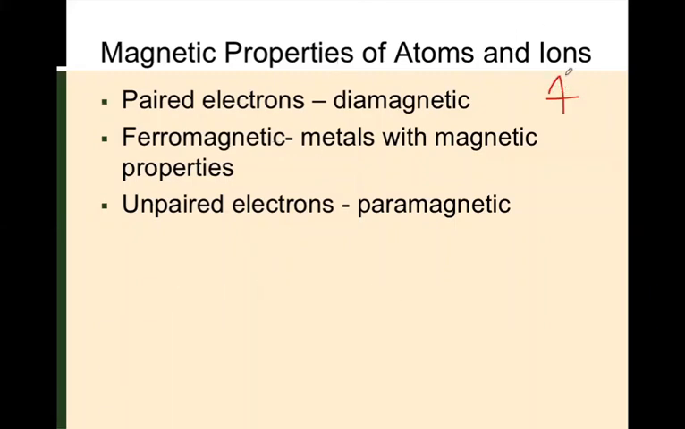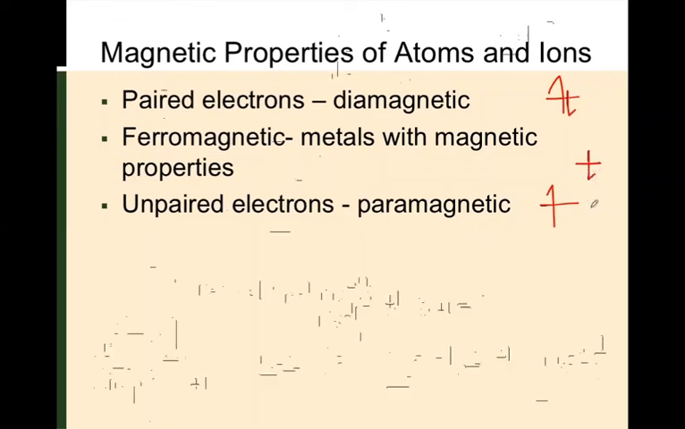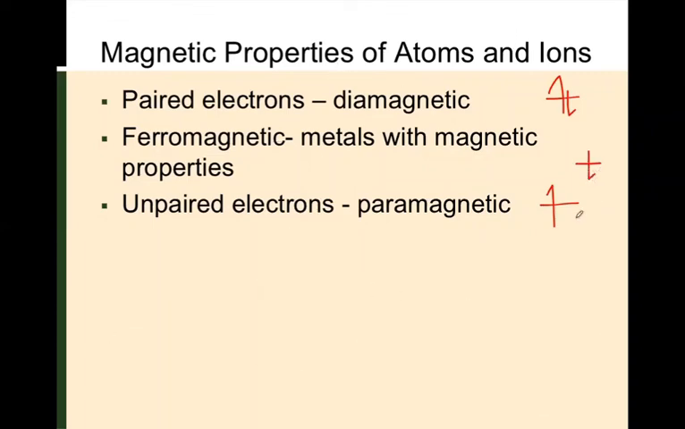Paired electrons again, it's like something like this. And then unpaired, something like this. By convention, if it's unpaired, we usually just write it spin up. But technically, this is also okay. But convention says that this is what we do.